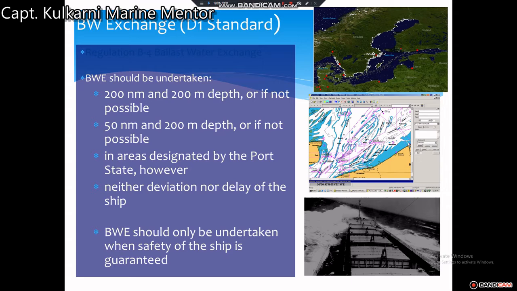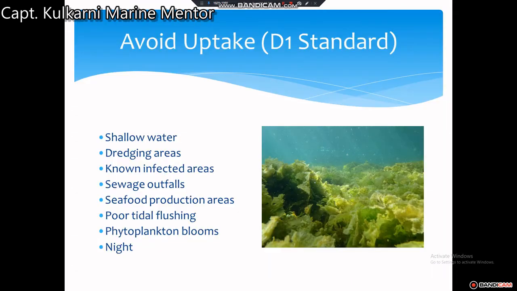In a case like what we have shown last week, where we are getting very rough seas, it is not required to carry out ballast water exchange as per D1. Where not to do the uptake: shallow waters, don't do it. Dredging areas, no. Known infected areas, sewage outfall, we have a lot of dumping grounds in the sea where a lot of sewage is getting dumped. Seafood production areas, don't do that. Poor tidal flushing, where they have high tide and low tide, don't do it.